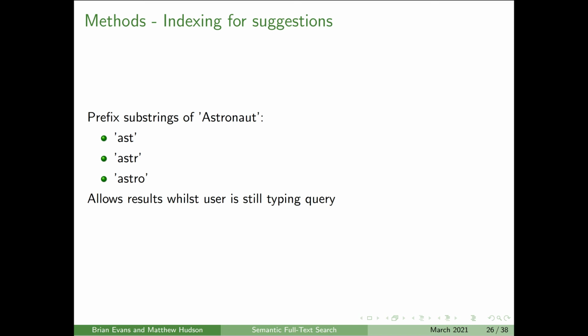One of the goals of their system is to give the users suggestions while they are typing the search query. Such suggestions are given on platforms such as Google and Wikipedia. The goal informed their decision on how to structure the index of documents. Instead of indexing whole words such as astronaut, they instead indexed all the prefix substrings of the word, such as ast, astro. By doing this, their system is able to give results while the user is still typing the query, and the results get more and more accurate as the query becomes more complete.